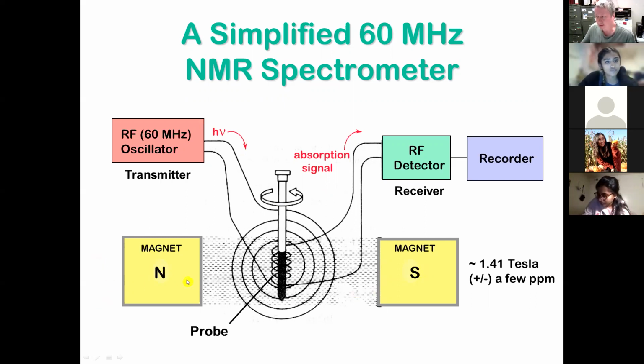Okay, so here we go. Here's a big magnet. You have a sample, that's your chemical sample. And you have an RF oscillator, which is basically just generating RF, radio frequency. Then you have an RF detector, so you're generating RF frequency and detecting it. And then you have a recorder. That's essentially what an NMR machine is.